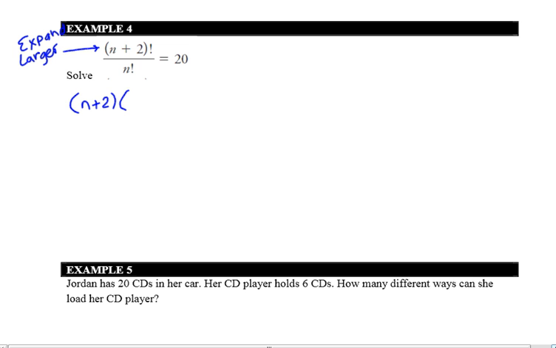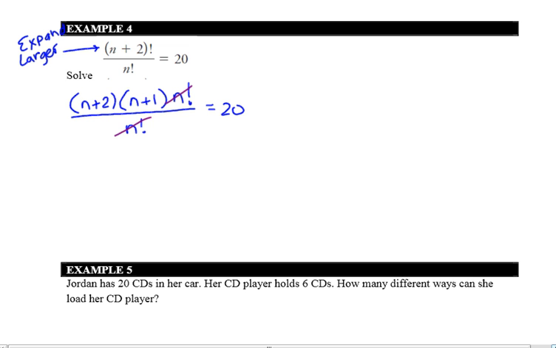n plus 1 times n. I don't need brackets. Now do I want to keep going and then n minus 1, or stop? Stop, and we can make that a factorial. Okay, so what happens now? The n factorials cancel out.